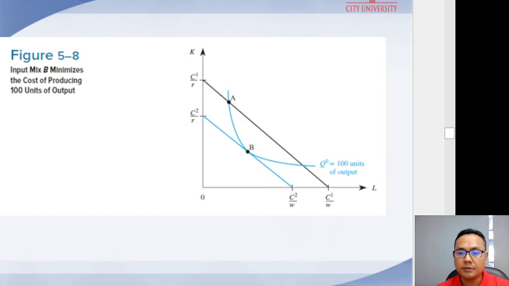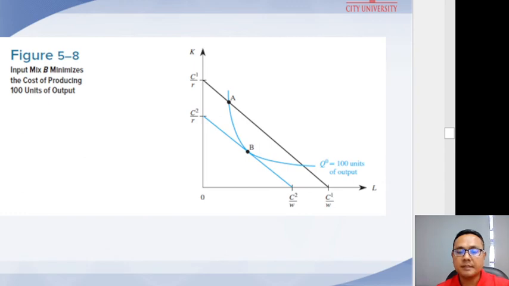Thus, if the producer uses input mix A, he or she will produce Q0 units of output at a total cost of C1. So the cost-minimizing way to produce the given level of output is clearly not input mix A, but input mix B instead. The producer could produce the same amount of output at a lower cost, namely C2. In short, it is inefficient for the producer to use input mix A because input mix B produces the same output and lies on the lower isocost line.